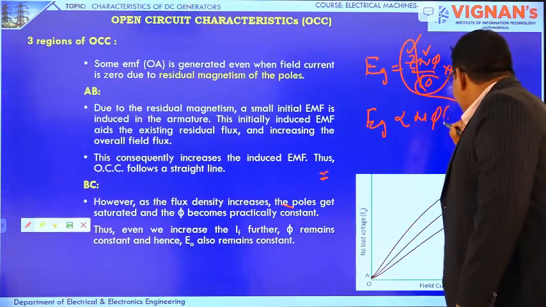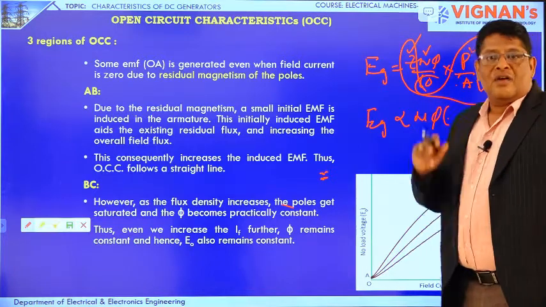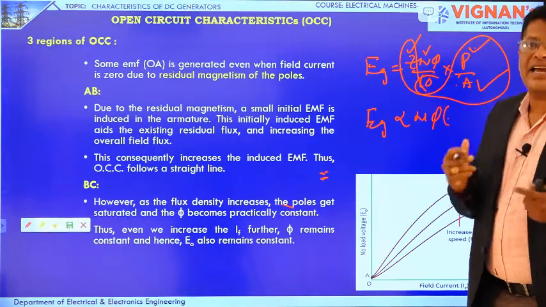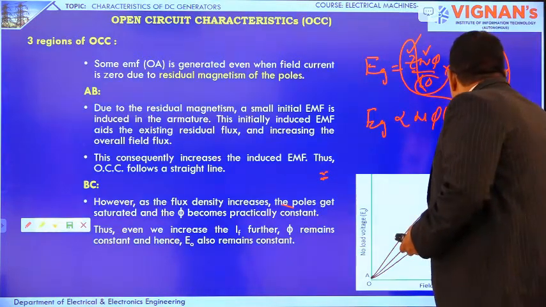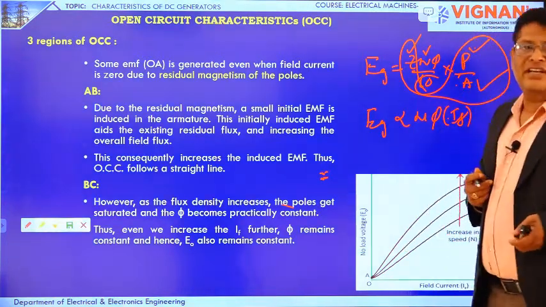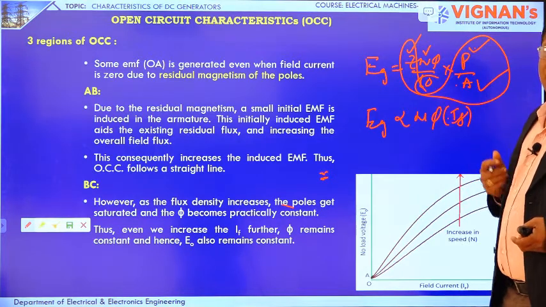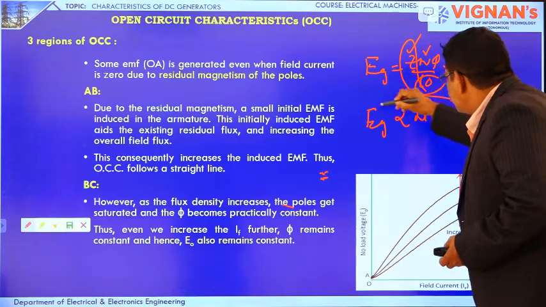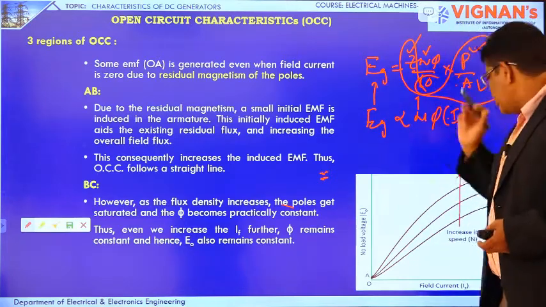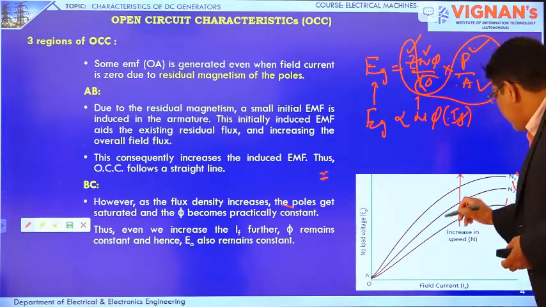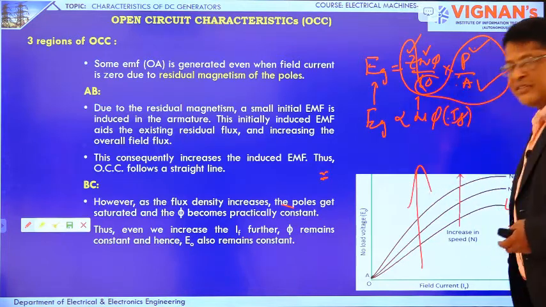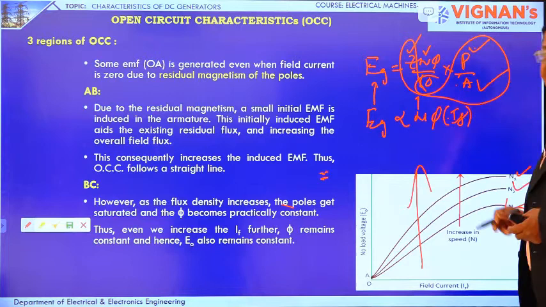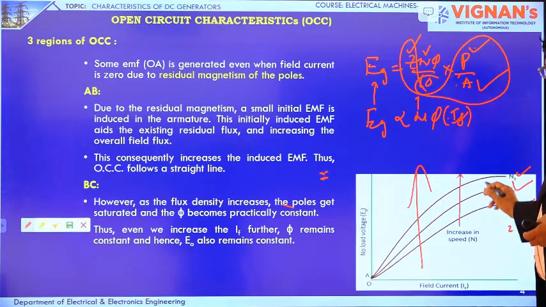Phi is the flux coming from the pole, which depends highly upon how much current is flowing through the field winding, IF. See here, as N increases, the generator voltage increases. That's why here we are getting three different OCC characteristics at different speeds.